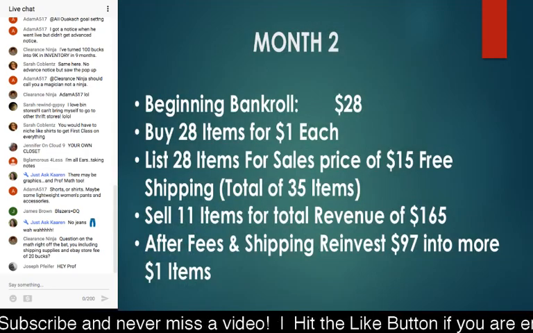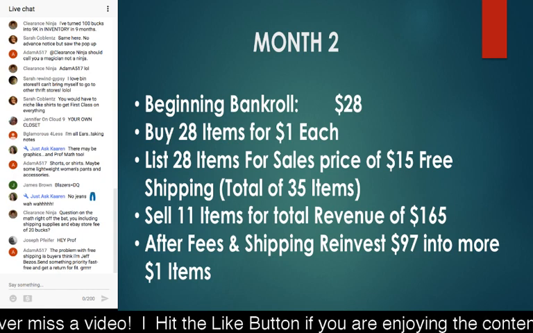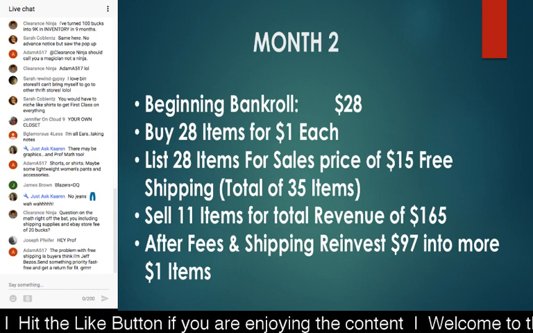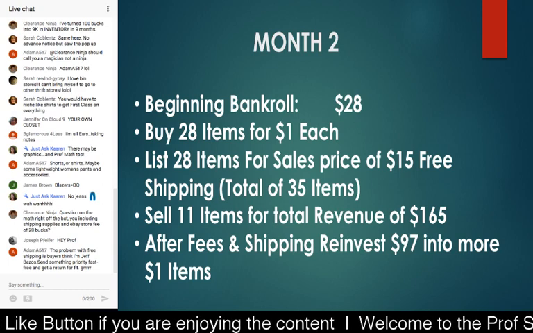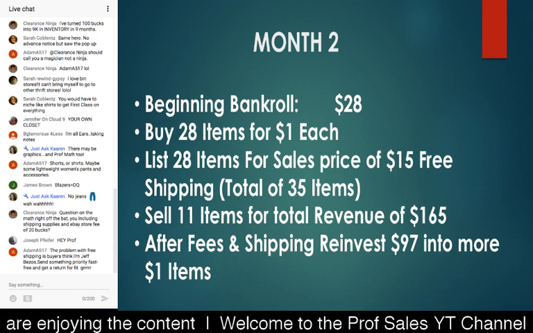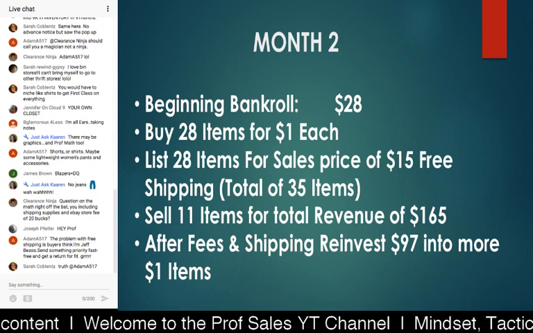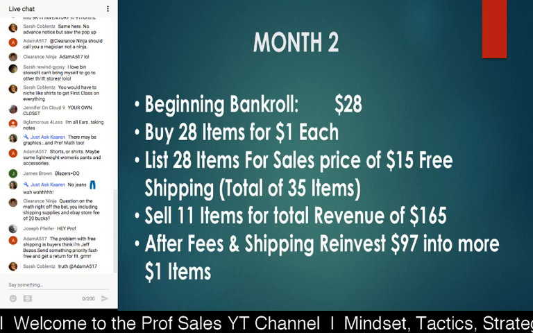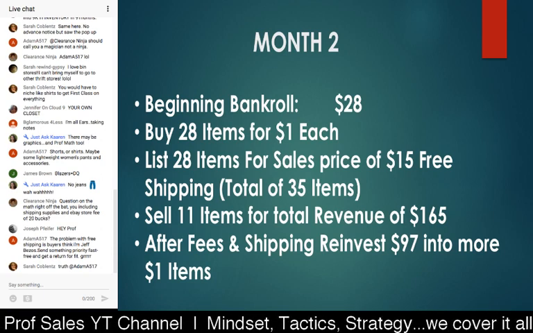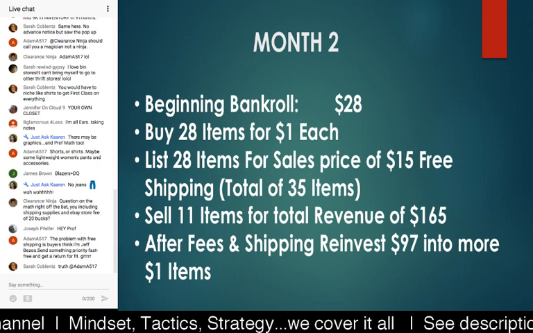So in month 2, we now have 28 bucks in our bankroll, and we're going to buy 28 more items. Now, we still have 7 items left from last month that we didn't sell. So when we list those 28 items, it gets a little more serious. You're going to have to list about 1 item a day. That gets a bit more time consuming. But once you list those 28 items at $15 average selling price for free shipping, and we're assuming about a $3.50 cost for shipping here, guys, now you're going to have 35 items listed.